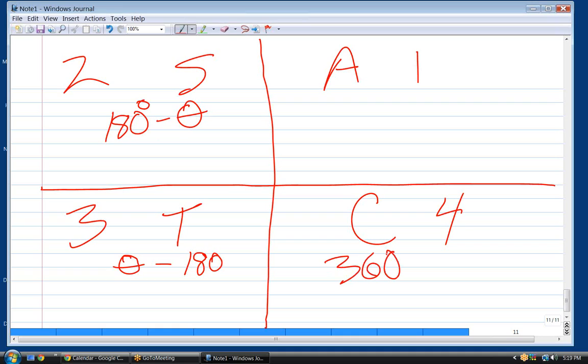At some point you start working in radians. If you want to do these calculations in radians, then you use pi minus theta for the second quadrant, theta minus pi for the third, and 2 pi minus theta for the fourth. So there are actually two formulas depending on whether you're in degrees or radians.